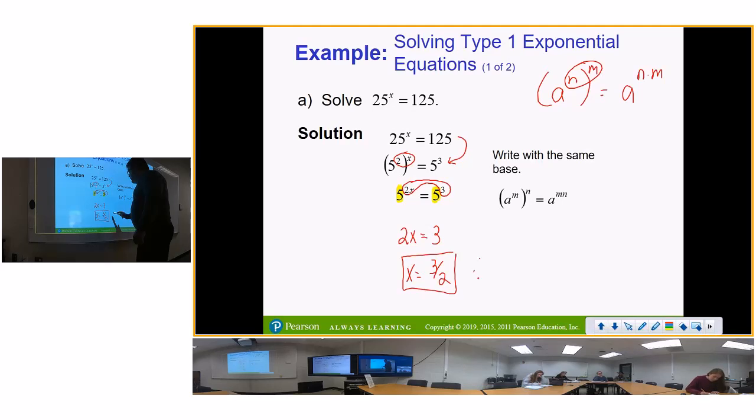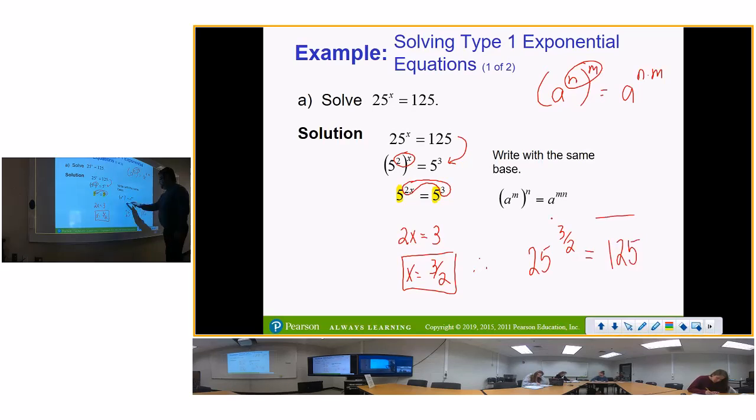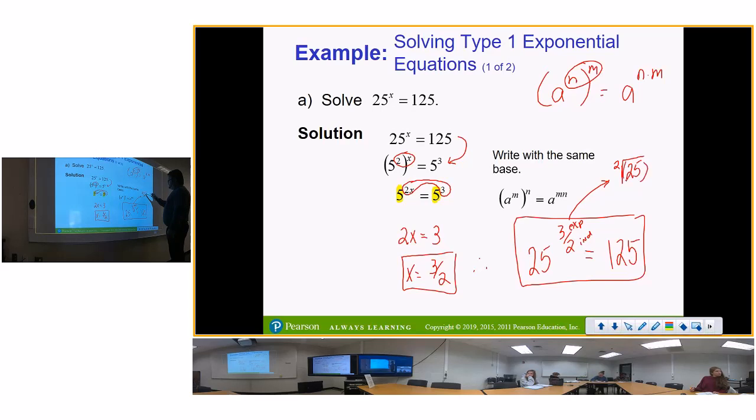Therefore, 25 to the 3 halves power is equal to 125. And that's true because this is exponent over index. So in other words, that is the second root of 25 to the 3rd power, which is equal to 125. Now what is the square root of 25?